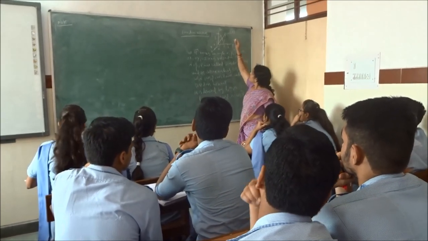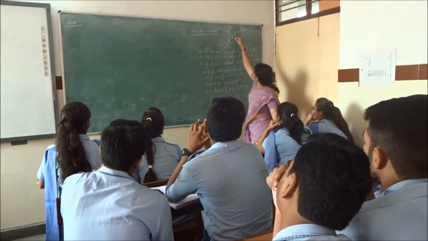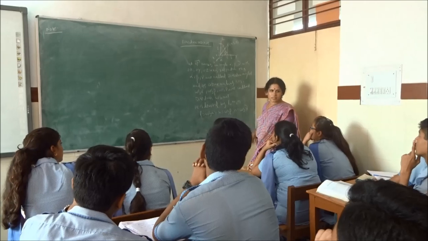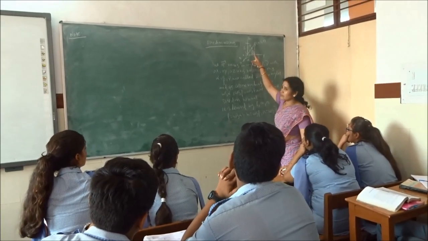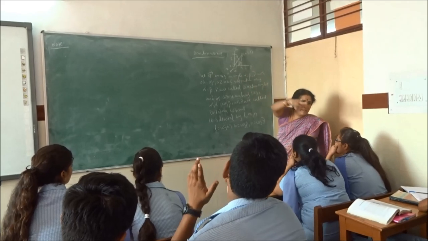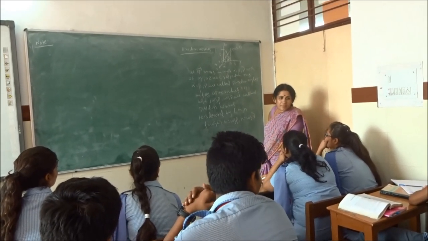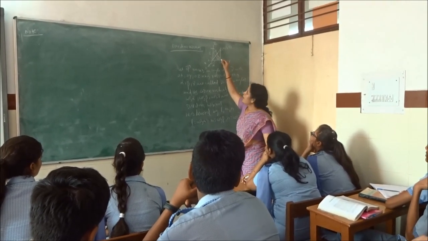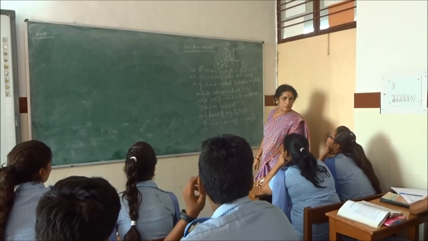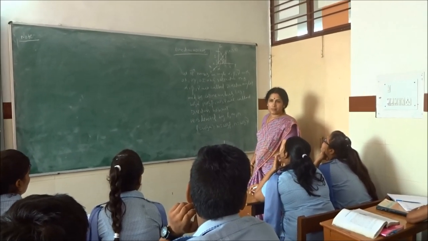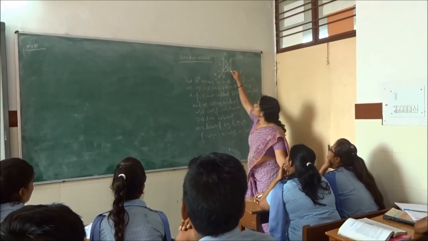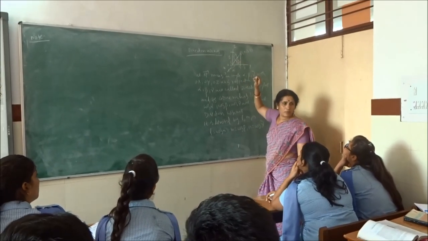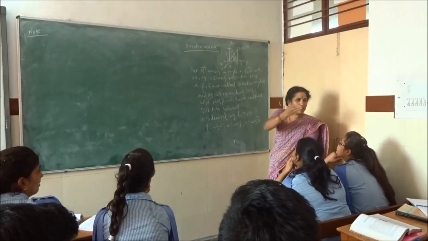Now, I am joining this OP with the Y axis. This angle is beta. Just an example I am asking you. What is cos beta? This is a right angle triangle. This is 90 degrees and this angle is beta. OP line makes an angle beta with the y-axis. Now the distance, this is y, and OP we have taken as r. What is cos beta?